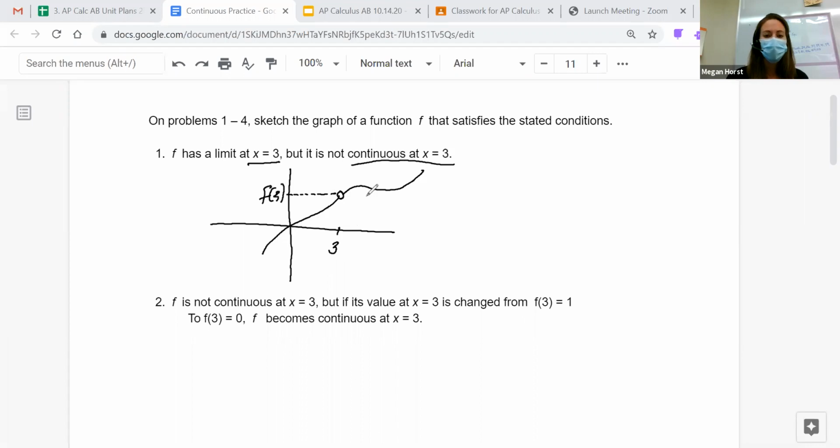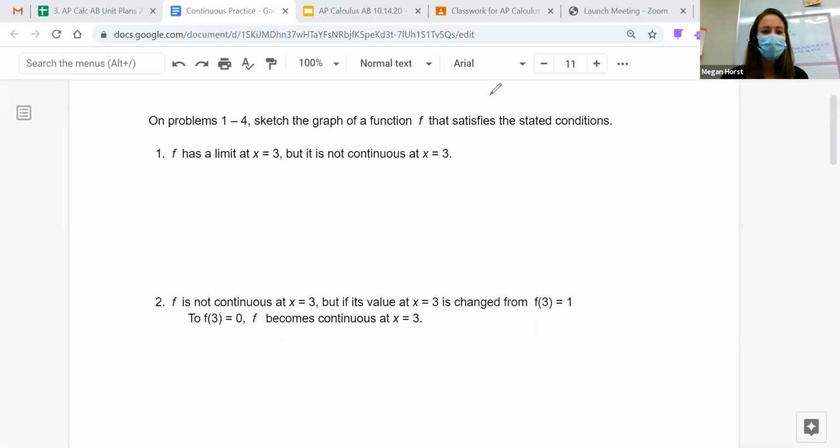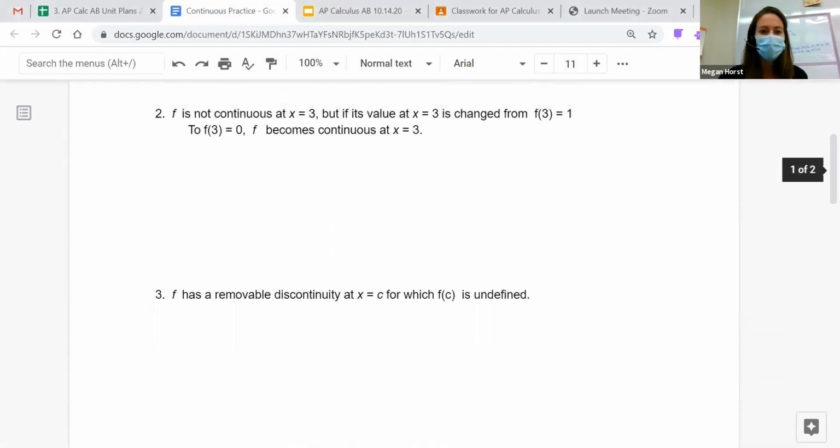But notice that the function is not continuous at 3. So it wouldn't meet the criteria of the limit as x approaches 3 of f of x equaling f of 3. So since that does not equal, then this function is not continuous. And again, your picture may look different or your graph may look different, but as long as it had that criteria in there, you're good.